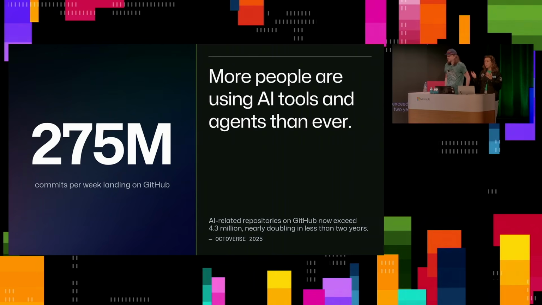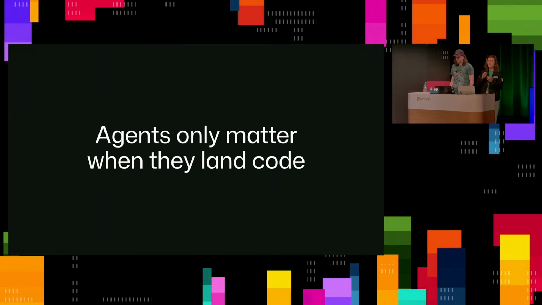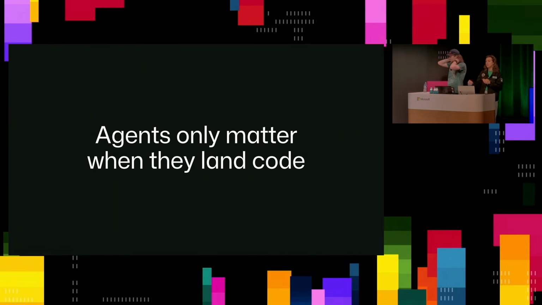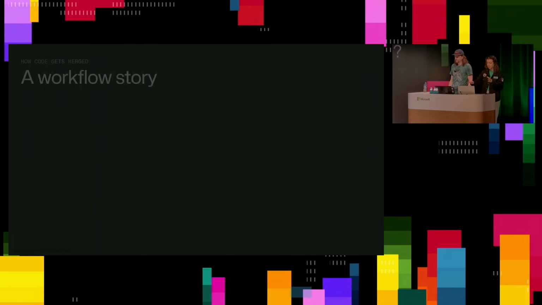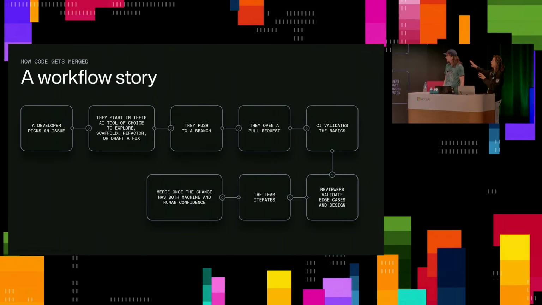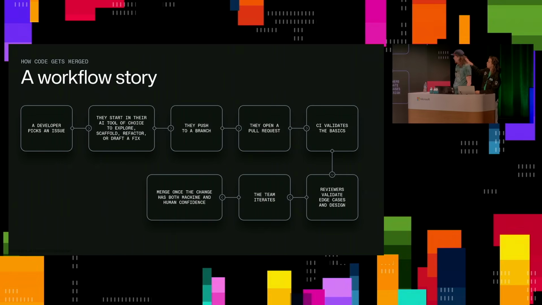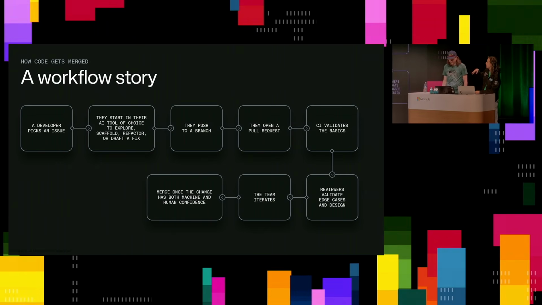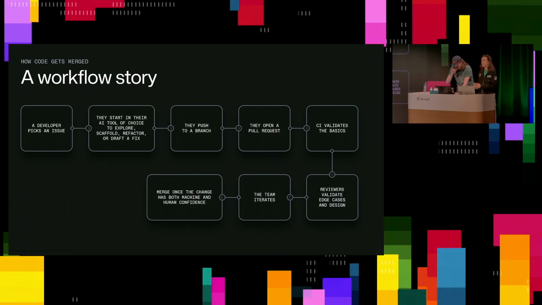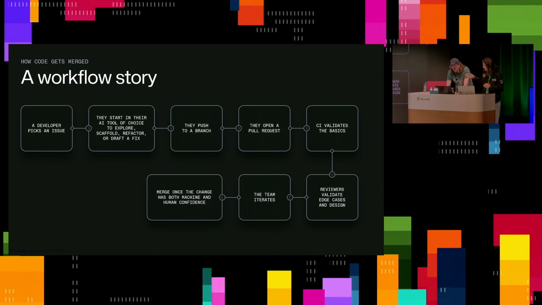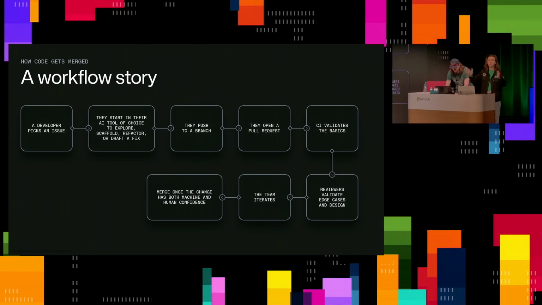But as a result, you need to figure out how to get code landed, where it's not just committing code, but getting code actually merged from a pull request. How it typically gets merged is there is a workflow where a developer picks an issue, and then from there they start in their AI tool of choice to explore, to scaffold, whatever they want to do. They push to a branch, open a pull request, get a code review, get everything CI validated, and then merged once everyone is happy.